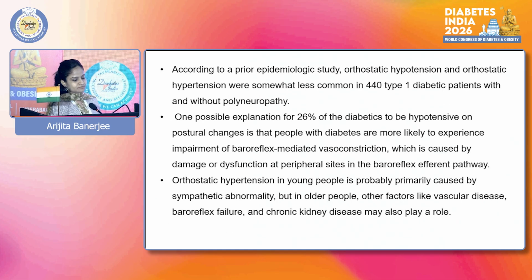The possible explanation for the 26% of diabetic patients being hypotensive is the postural sensitive changes because of autonomic neuropathy. Orthostatic hypertension is generally attributed, based on a few studies, to the efferent pathway of the autonomic nervous system, mainly denoted by an overactive vasopressor system. It can also be affected by age and other conditions like chronic kidney disease.